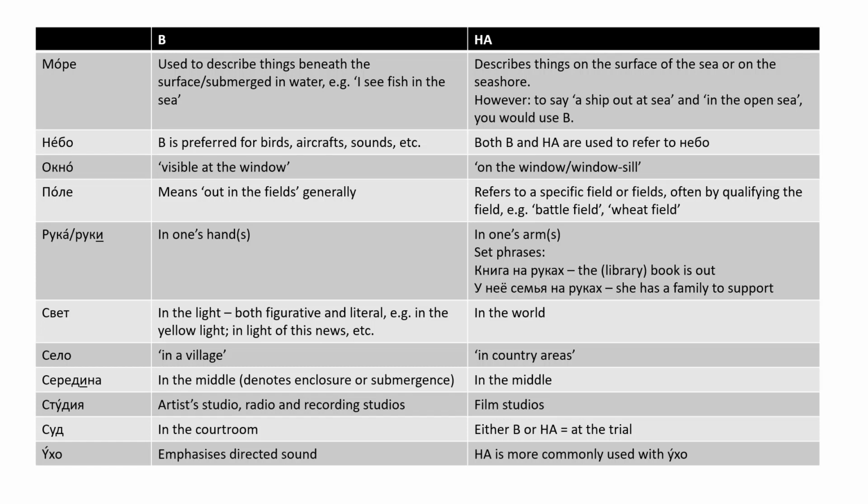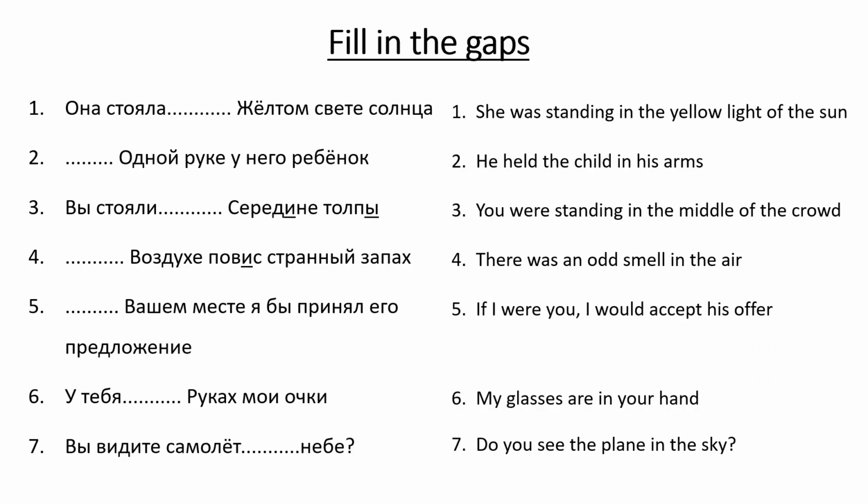And then sud means in the courtroom. V sudie means in the courtroom, sorry. Na sudie is at the trial. Ucha is ear, and v uche will either emphasize directed sound, or it will be talking about something that's literally inside of your ear. Whereas na is more commonly used to talk about the ear in general and the outside of the ear, and just general ear-related expressions. So now we're just going to practice putting that into context, what we've just gone through.